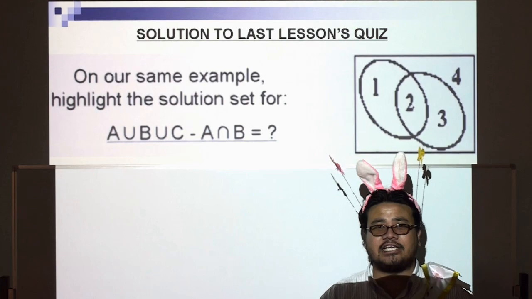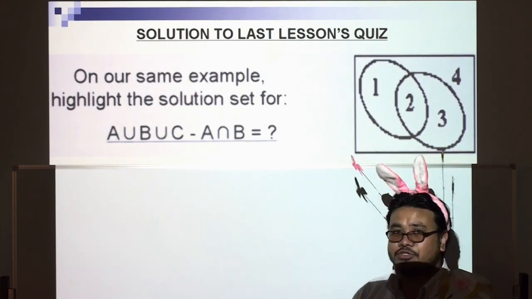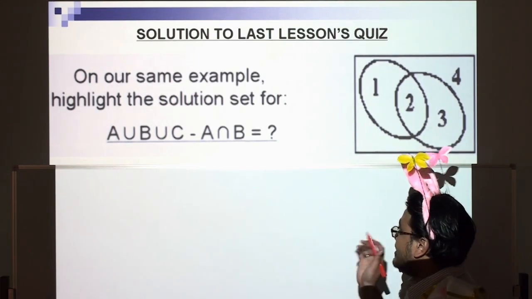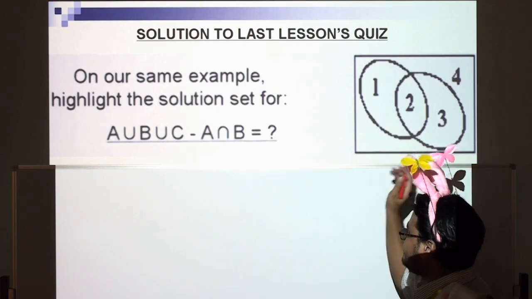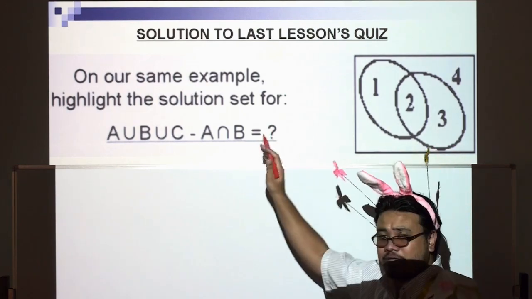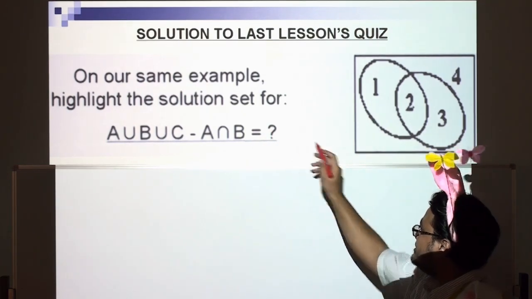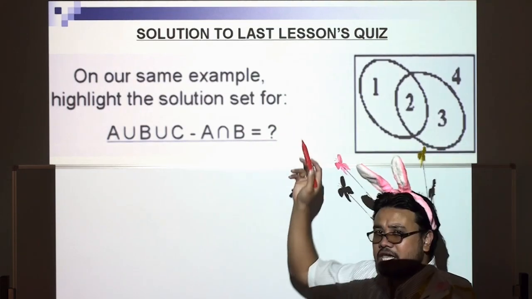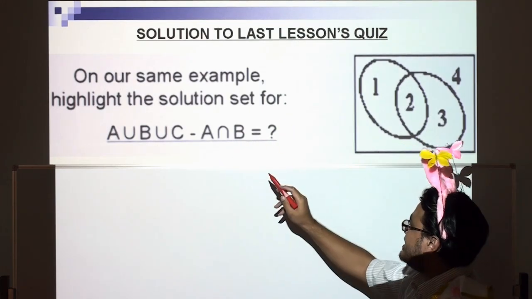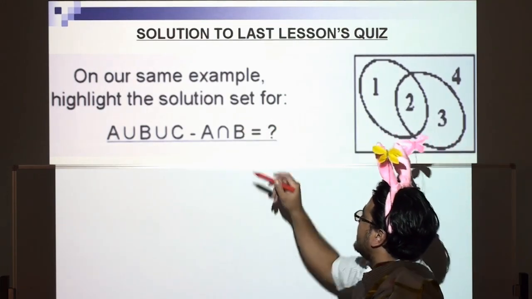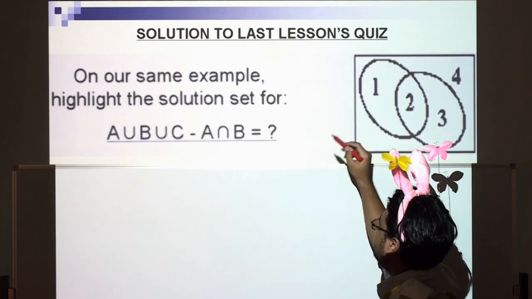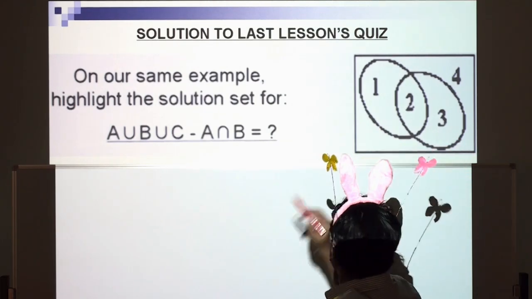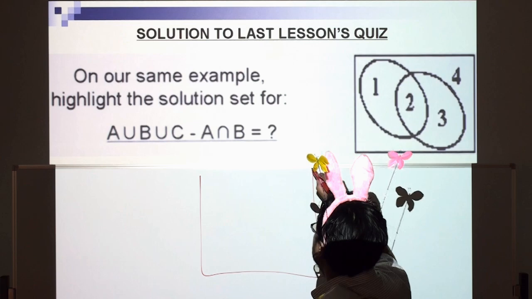Before we move on to today's topic, let's go through the solution to last week's quiz question. On our same example, highlight the solution set for A union B union C minus, or take away, A intersect B. Let me just quickly draw that right here.